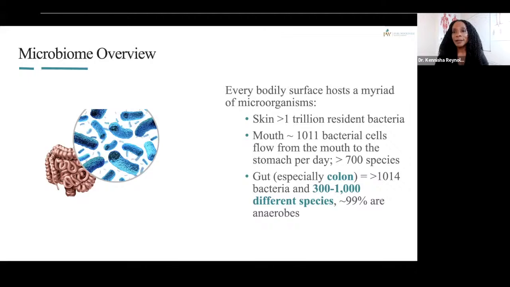The skin contains over 1 trillion resident bacteria. The oral cavity has 10^11 bacterial cells that flow from the oral cavity to the stomach per day. There are over 700 different species of bacteria in the mouth. And in the gut, particularly the distal ileum and the colon, there are anywhere between 300 to 1,000 different species of bacteria.